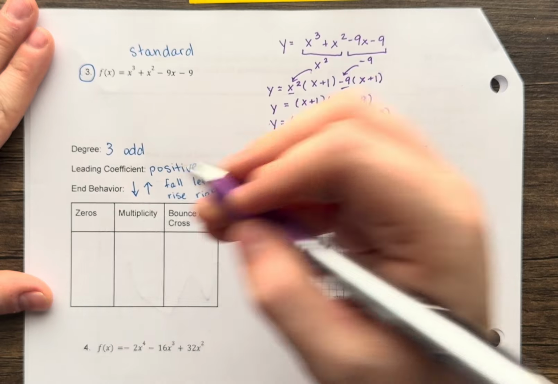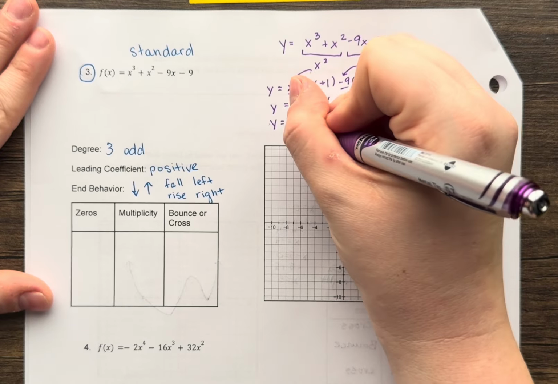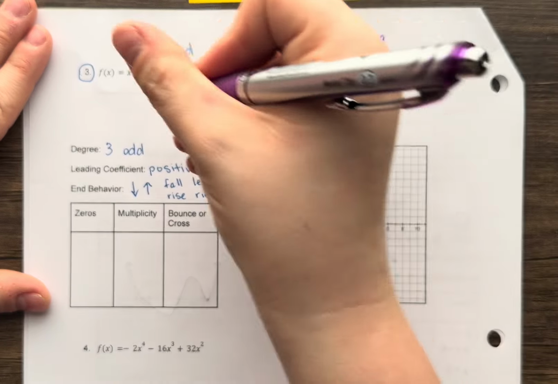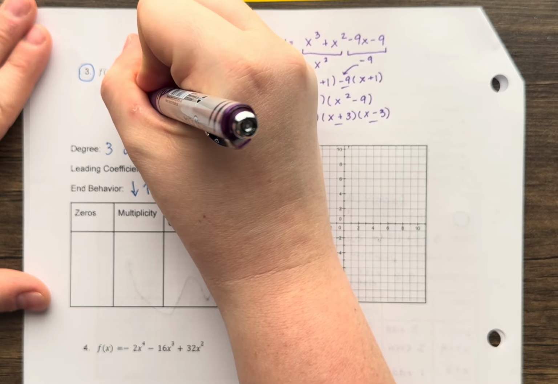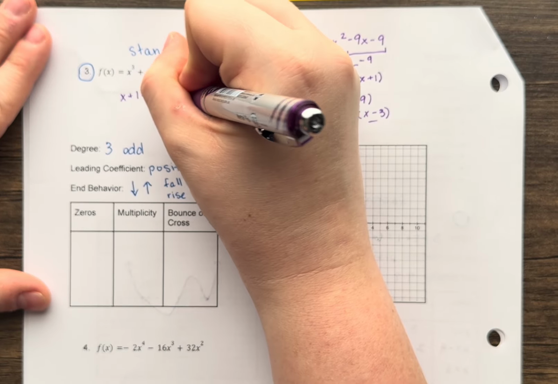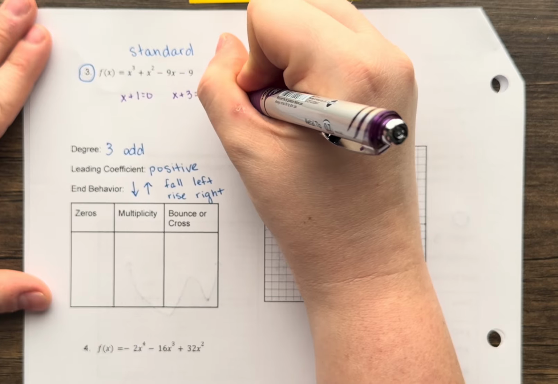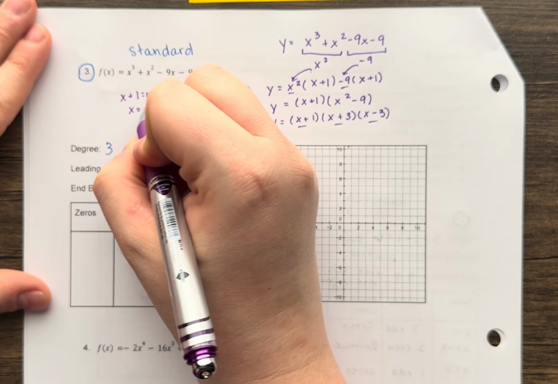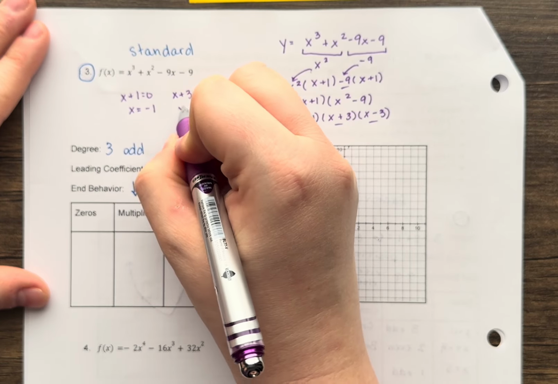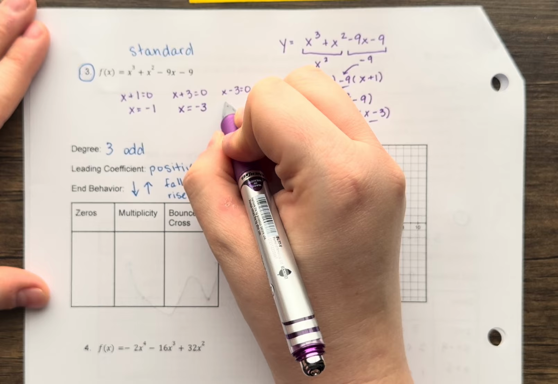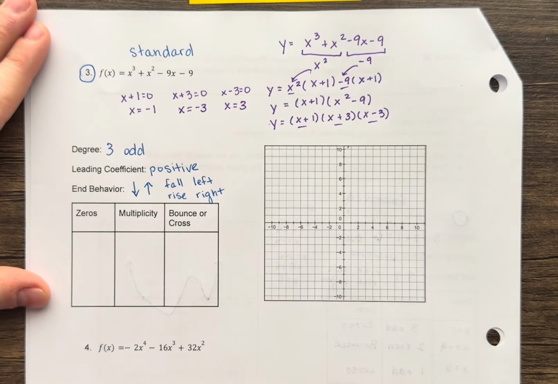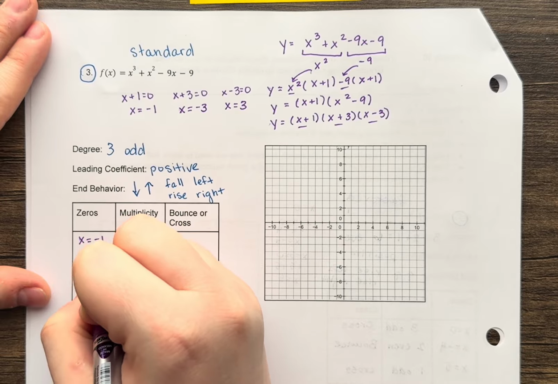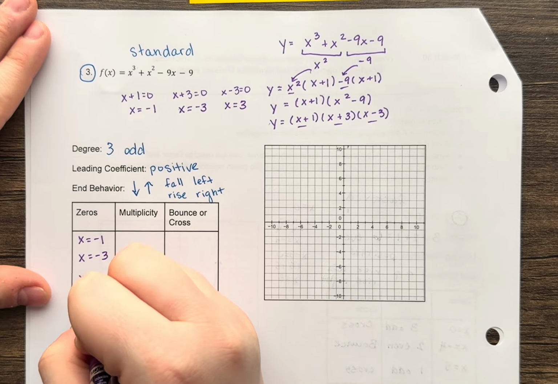So now we'll find our zeros. To find our zeros, we're going to set each one of these factors equal to 0. So we'll have x plus 1 equals 0, x plus 3 equals 0, and x minus 3 equals 0. Subtracting 1 from both sides, we get x equals negative 1. Subtracting 3, we get x equals negative 3. And adding 3, we get x equals positive 3. So x equals negative 1, x equals negative 3, and x equals positive 3.